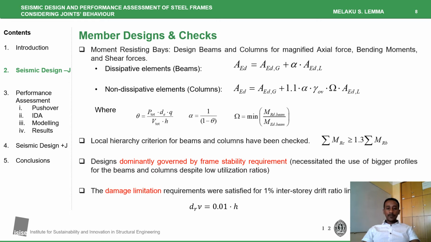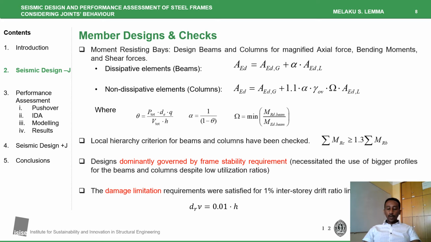Particularly for moment resisting frames, the columns being the non-dissipative elements, they have been designed to have sufficient overstrength. As such, the design forces have been magnified by the system overstrength omega, which was taken as the inverse of the minimum utilization ratio of the beams. The local hierarchy criteria for beams and columns have also been checked, and the final design shows that the design is mainly governed by the frame stability requirement.